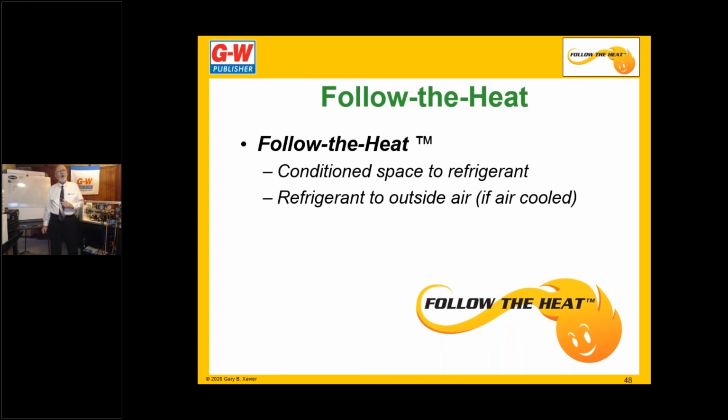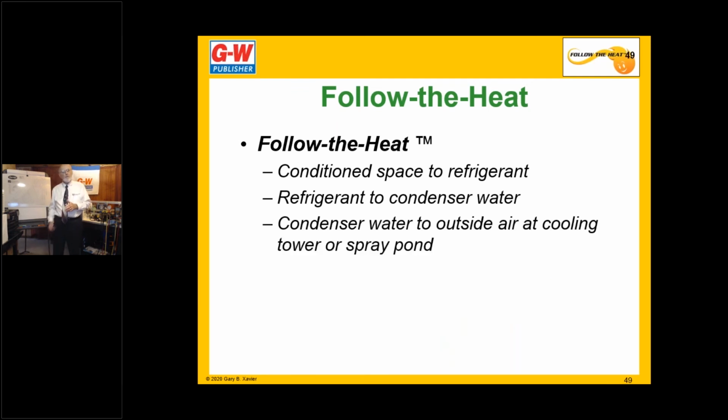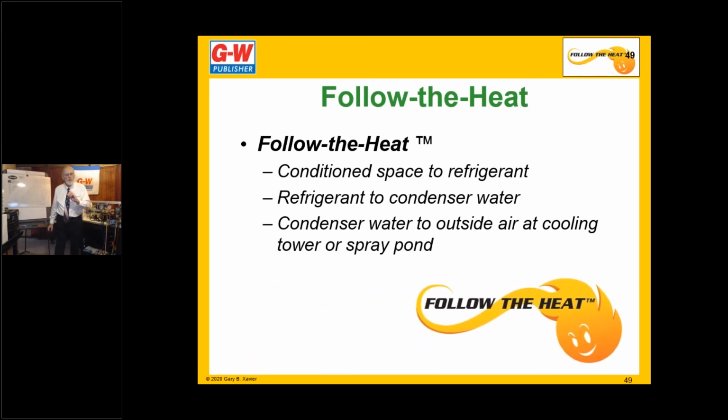If we use a water-cooled condenser with a DX evaporator, it becomes 3 steps. The heat goes from the conditioned space to the refrigerant at the evaporator, from the refrigerant to the condenser water at the condenser, and from the condenser water to the outside air at the cooling tower or down the drain or to a pond or a lake. So it is 3 steps now.